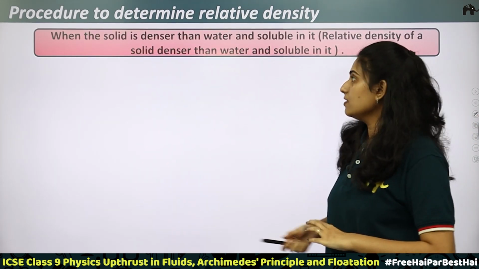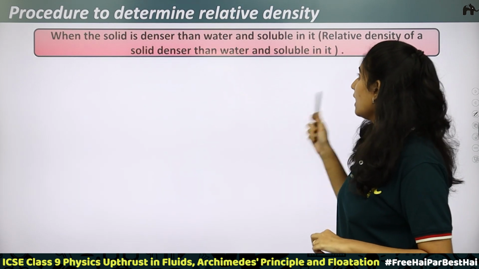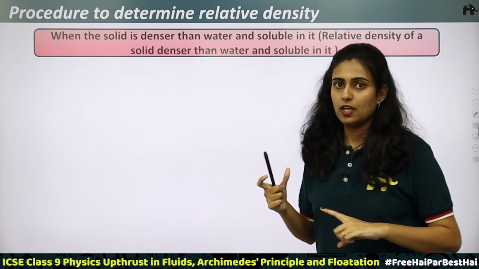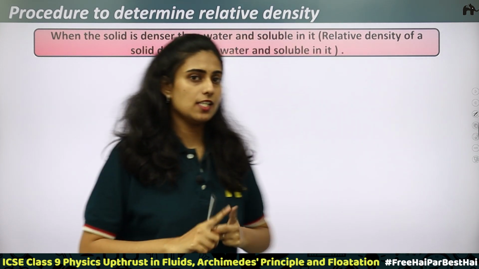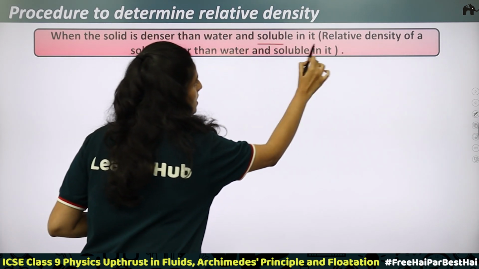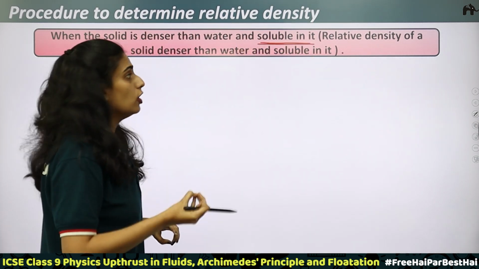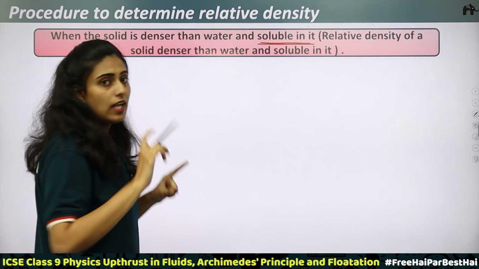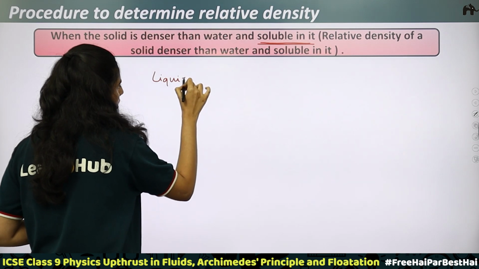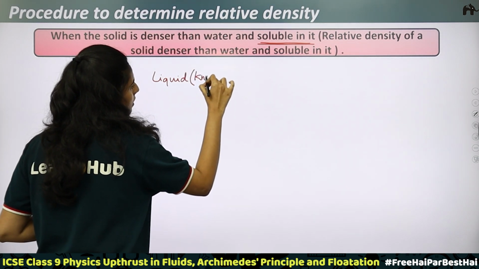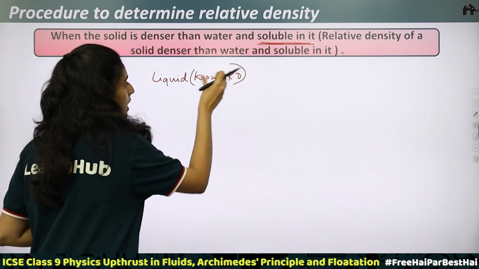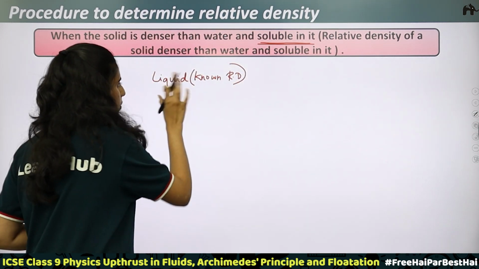Now, the second case is when the solid is denser than water and soluble in it. Relative density of a solid denser than water and soluble in it. Here again the same procedure is followed, but the solid is soluble in water. In that case you will have to take another liquid of known relative density. You should know the relative density of that liquid. Such a liquid should be taken.